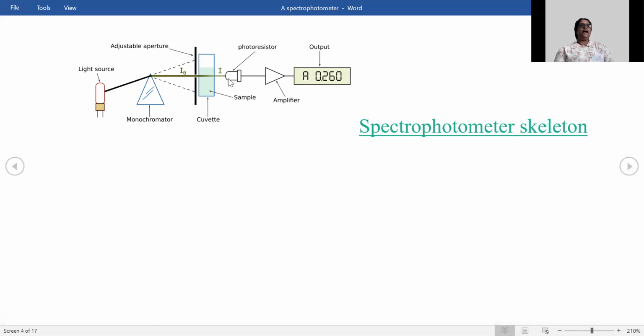So what is absorbance? Absorbance is the amount of light that has been absorbed, and that is simply I naught minus I. That is the calculation that is done after the signal has been amplified by the amplifier. The amount of light absorbed is determined by subtracting the intensity of light detected at the photoresistor from the original intensity of the light, and that is given as the absorbance A, and that is your output. So that would be the basic principle of a spectrophotometer.